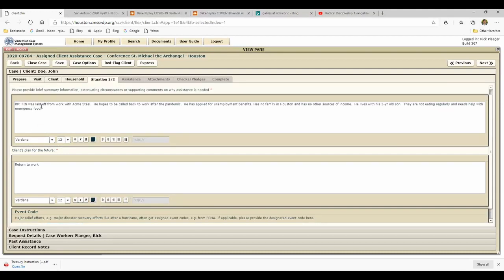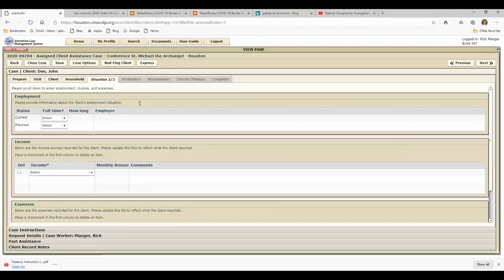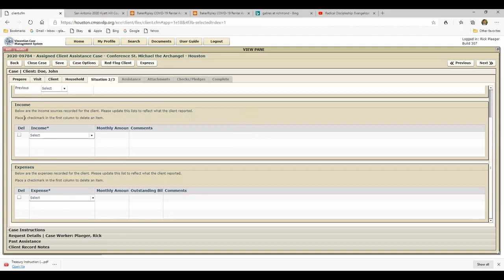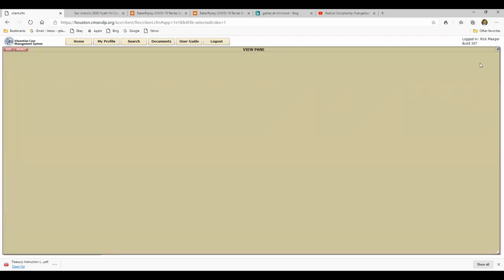So you filled out the situation, you filled out the plan for the future, you hit next. This is asking you about current and past employment, current past income, and while these are asterisk, if you don't select a category, it won't require you to put in information. If you select a category, it will require you to put in information because of the asterisk. We do not typically fill this screen out, so we just click next and go to the next screen.